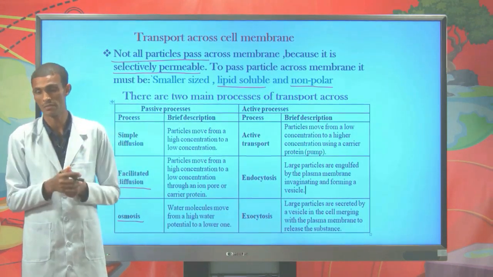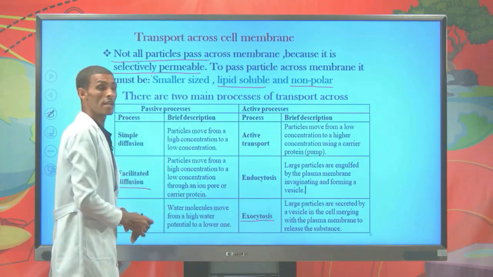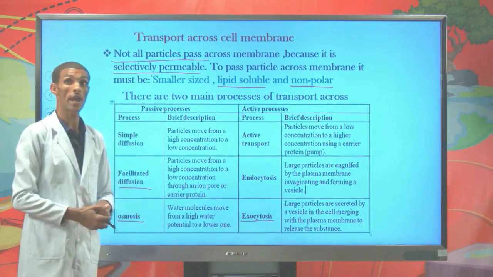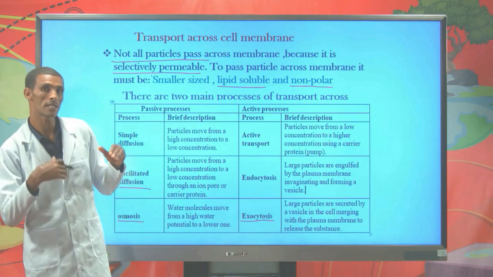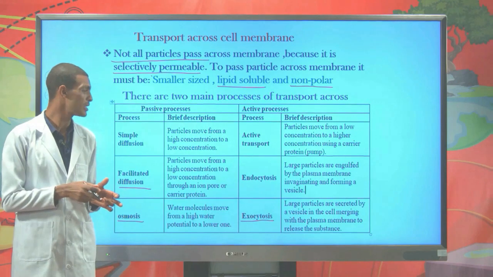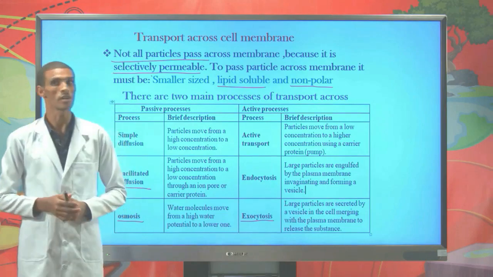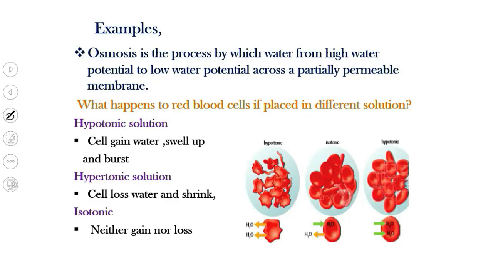Another part of active transport that needs energy from ATP is exocytosis, the moving of substances outside of the cell, such as hormone secretion and enzyme secretion, carried out by the active transport system called exocytosis. Osmosis is the movement of water molecules from high water potential to low water potential until they are equally distributed on both sides across the plasma membrane.